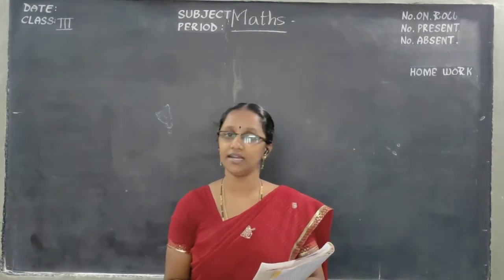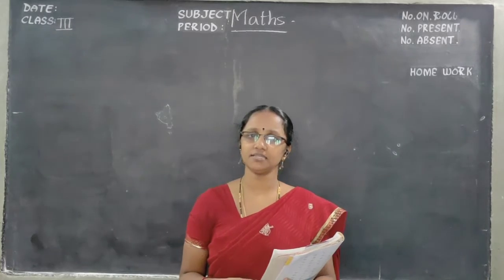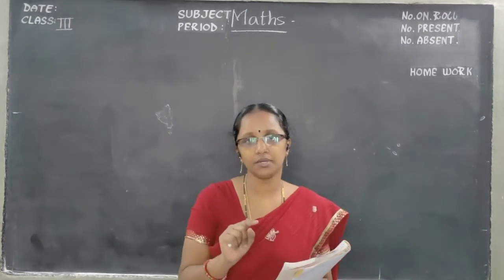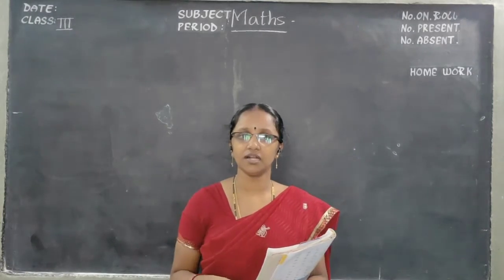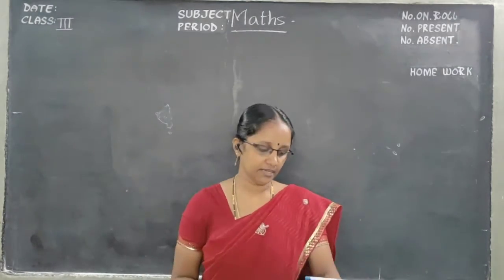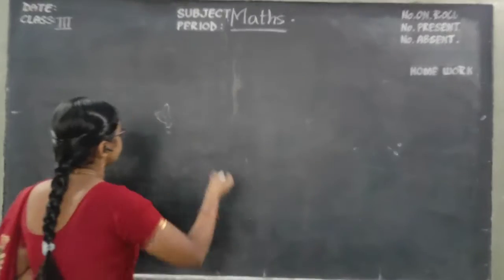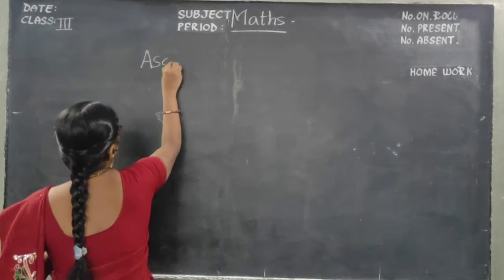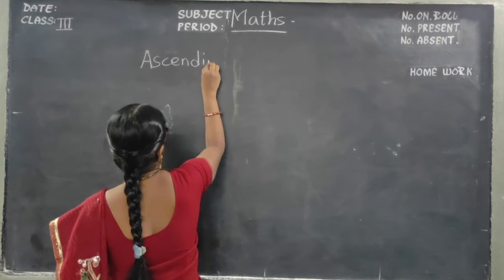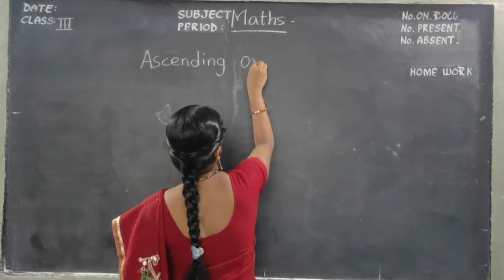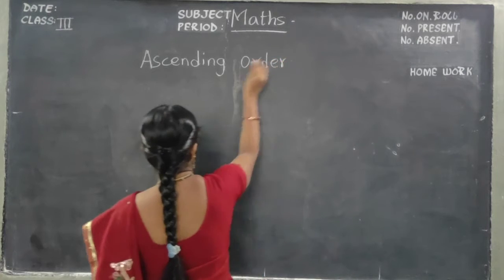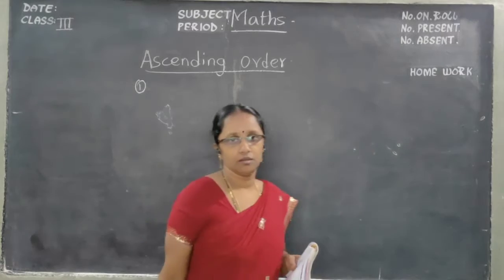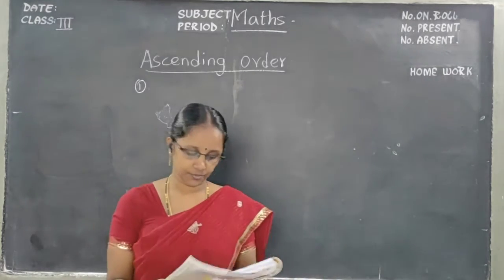What is ascending order and descending order? Tell me children, what is ascending order first of all? Yes, ascending order means small number to big number. So let's see. Ascending order. Children, here I am not writing the questions. I am only going to write the answers. You note it down in your term book.